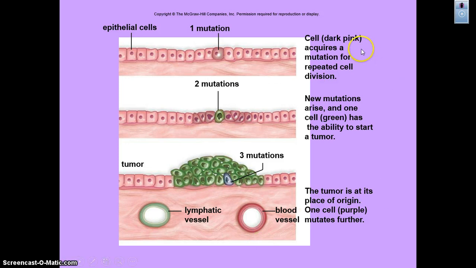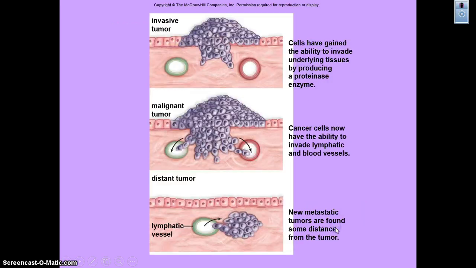Here you notice we have a cell that's dark pink. It acquires a mutation for repeated cell division, and this is in skin cells, epithelial cells of the skin. The new mutations arise, and one cell, it's now green, has the ability to start a tumor. The tumor is at its place of origin, right there at the beginning, and it reproduces and reproduces and reproduces. And if you notice down here, we have a blood vessel and a lymphatic vessel.